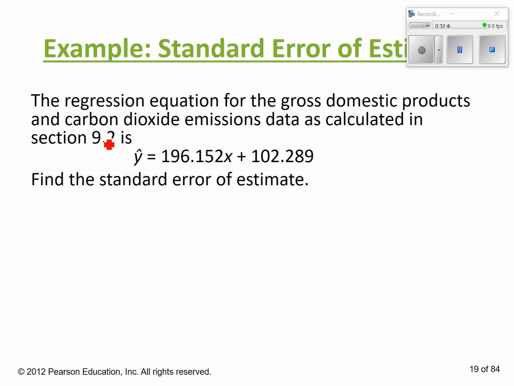The regression equation for the gross domestic product and carbon dioxide emissions data as calculated in section 9.2 is, that's our equation that we got for that line when we did it. Find the standard error of estimate. I'll tell you what, I'm going to stop right here. This is going to be the first part, and we'll start at this example on the next video. So again, your assignment 6 is just to watch this video.